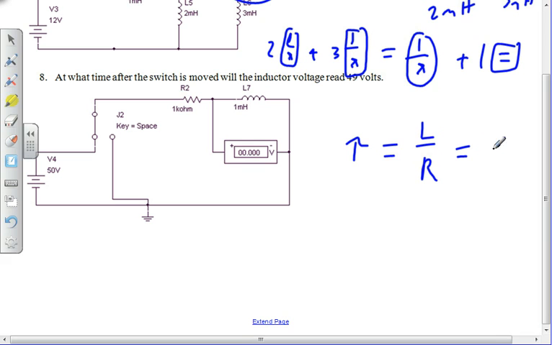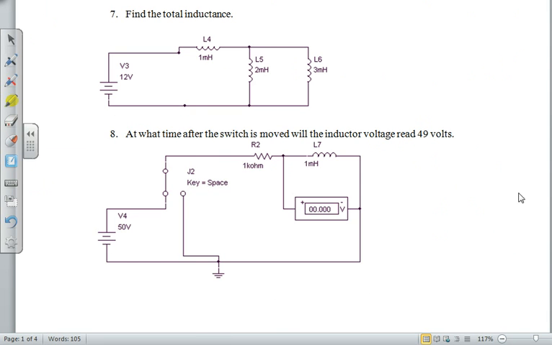So if it's L over R, then I'm at 1 microsecond. So 5 time constants fully charged would be 5 microseconds. See, if it's the other way around, then it'd be 1,000,000 seconds, and it's not 1,000,000 seconds. All right, that solves that problem.